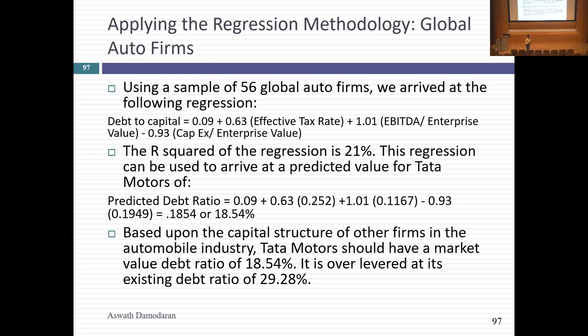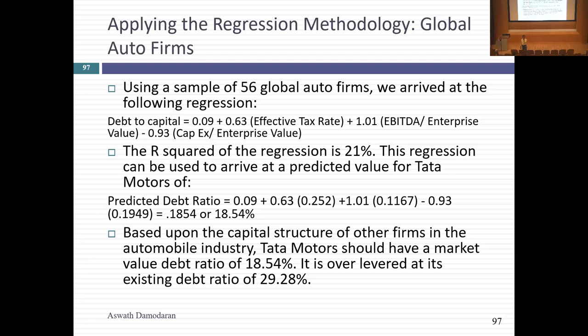But the R-squared was 21%, and the standard errors and the t-statistics all suggest the variables matter. I plugged in Tata Motors, tax rate, EBITDA, and CapEx into the regression, and got a predicted debt ratio of 18.5%. Now, when I look at that, that's a point estimate, right? A predicted value. Where does the R-squared come into play here with that?